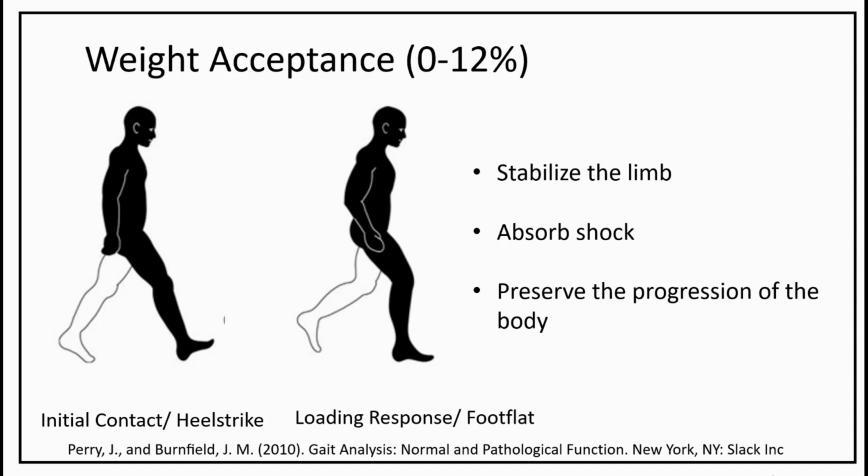Initial contact or heel strike consists of the first 3% of the gait cycle. During a typical gait, the heel strikes the ground and initiates the rotation over the heel to foot flat to preserve progression. This motion is the first rocker of the gait cycle. Loading response or foot flat goes from 3 to 12% of the gait cycle. In this portion, the knee flexes slightly in order to absorb shock as the foot falls flat on the ground. This process offers stability in advance of single limb support.